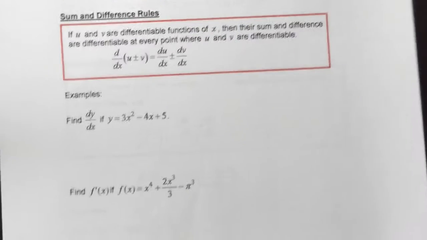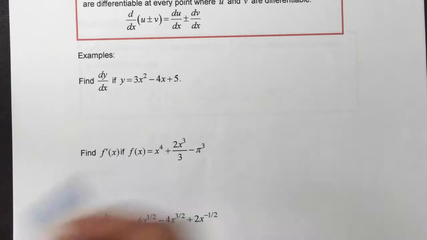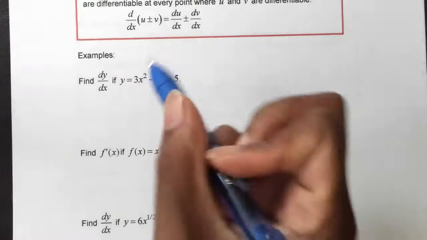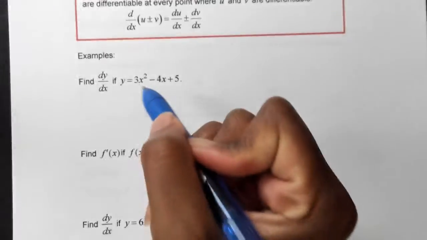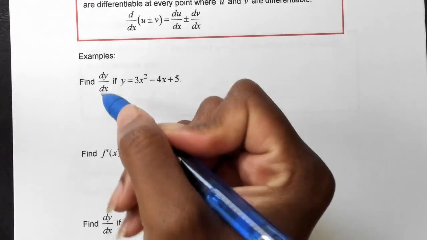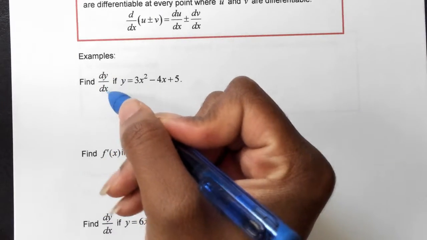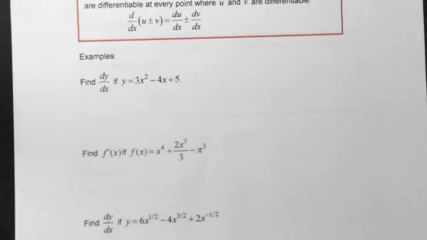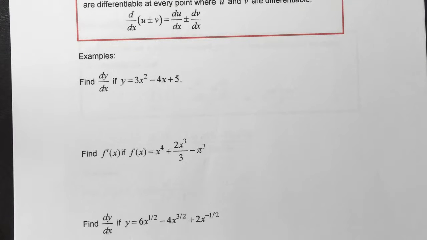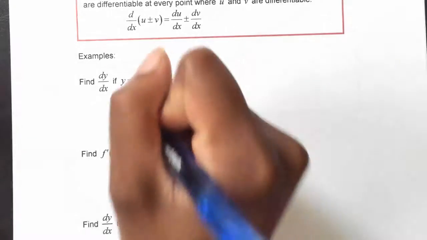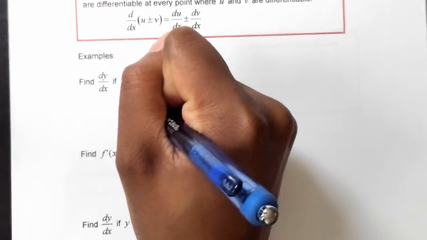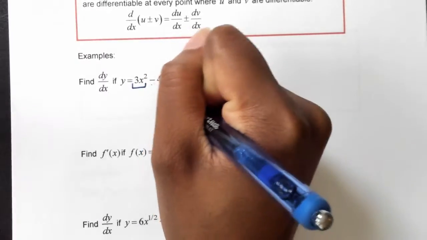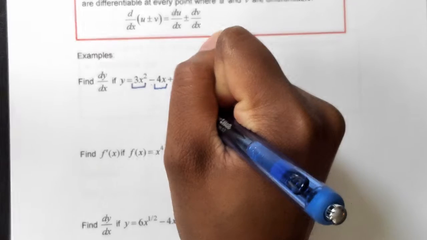So the way that we're going to do this, we're going to do a couple of steps. The first thing that we want to do is find the derivative of each section. So we have dy/dx, and we have that y is equal to 3x squared minus 4x plus 5. So what we're going to do is find the derivative of each section separately, and then we will add or subtract those derivatives together.